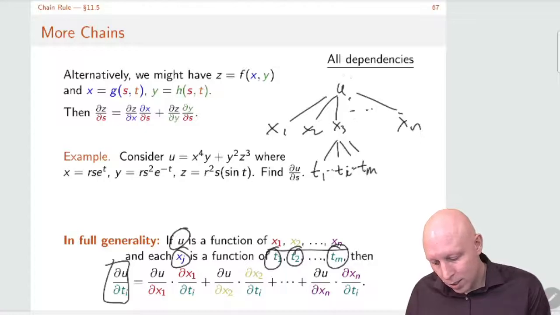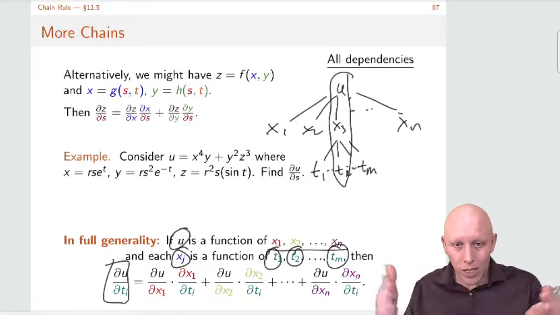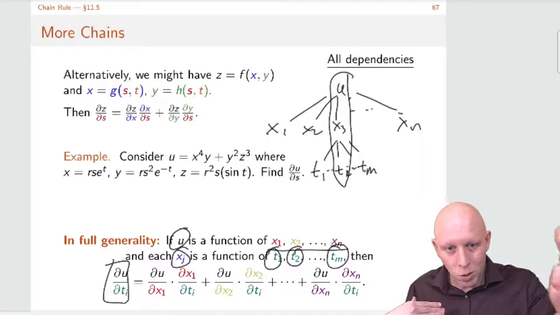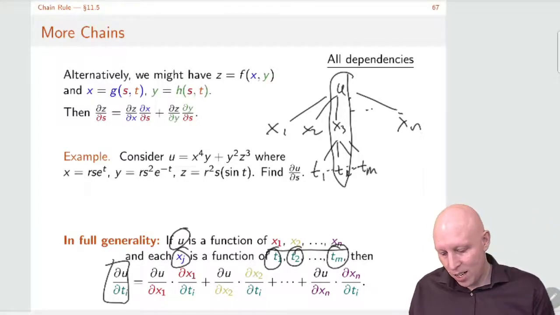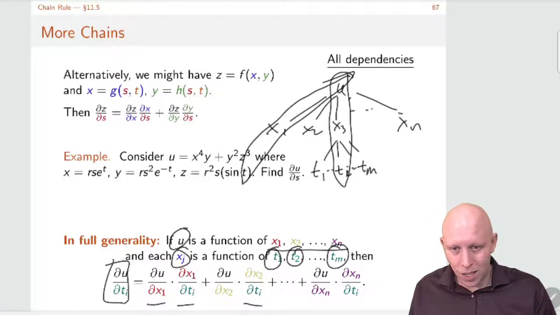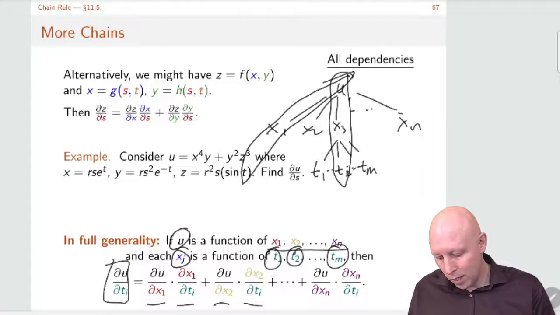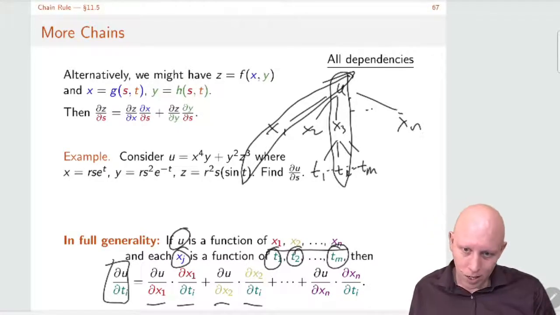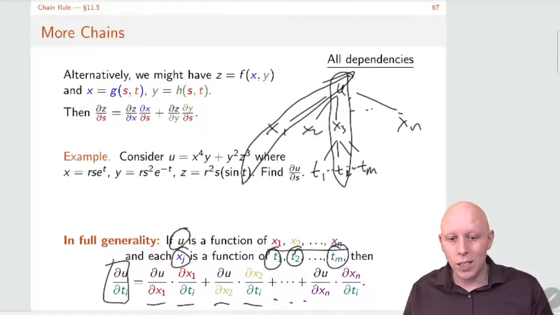And so in order to get all the different ways that the variable u is dependent on ti, you have to do del u del ti through x1, del u del ti through x2. So del u del x1 times del x1 del ti plus del u del x2 times del x2 del ti. And you do that for all different ways that you can do this. All right, so let's stop there.